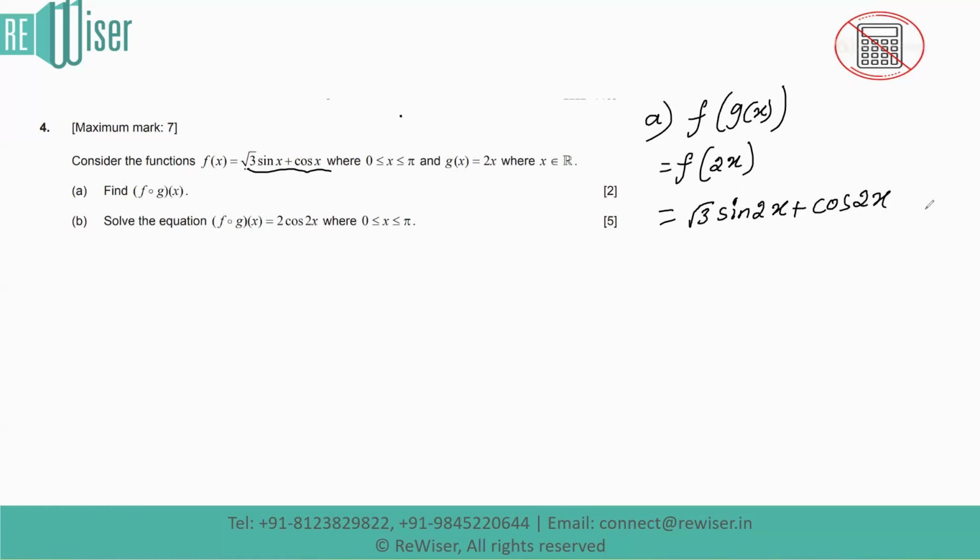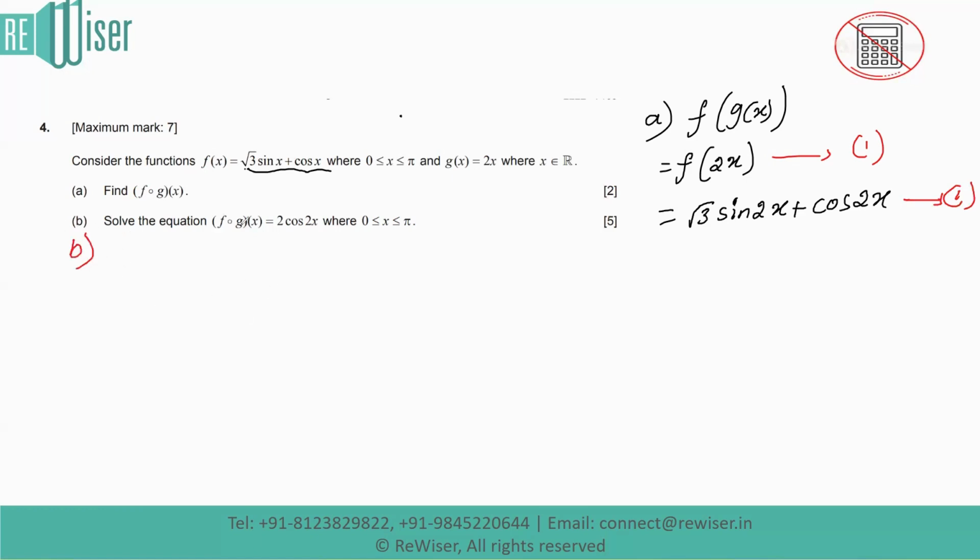And here, the marks distribution goes something like this. If you're able to show that f of g of x is the same as f of 2x, you can get 1 mark. And if you show this particular statement, you will get another mark. So that's how the 2 marks are distributed.